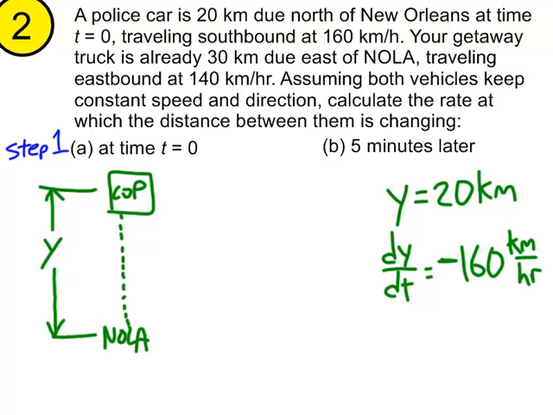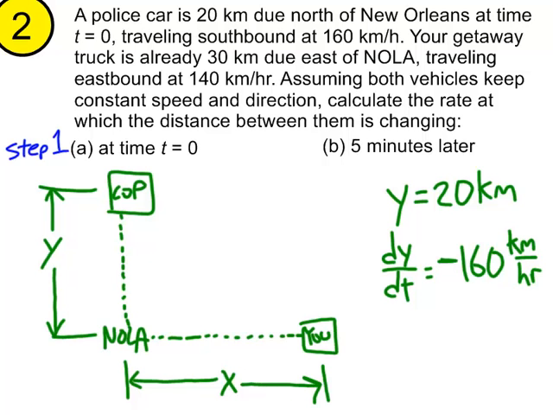Be careful of that. All right, at the same time, your getaway car is 30 kilometers due east of New Orleans. So again, we're not going to put 30 kilometers. We're going to call that x, because that is a variable quantity. It is changing. And off to the side, we'll put x equals 30 kilometers at a certain point in time that we're interested in. And dx over dt is going to equal 140 kilometers per hour. Now, is that positive or negative?